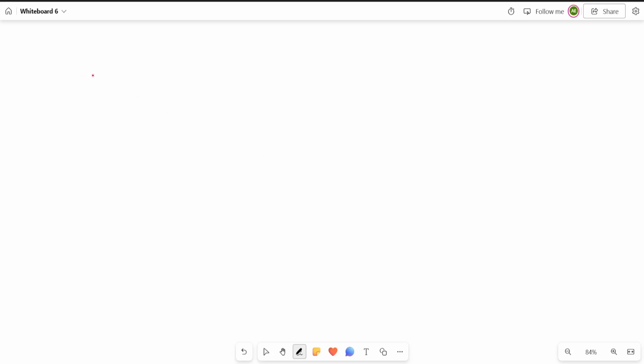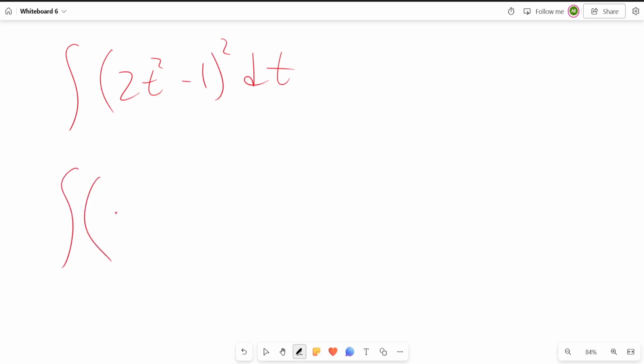Okay, let's take another example. Let's say we have integration of 2t squared minus 1 all squared with respect to t. First, I can expand this, so it's going to be integration of the first squared, which is 4t. T squared to the power of 2 is going to be t to the power of 2 multiply 2, which is to the power of 4.